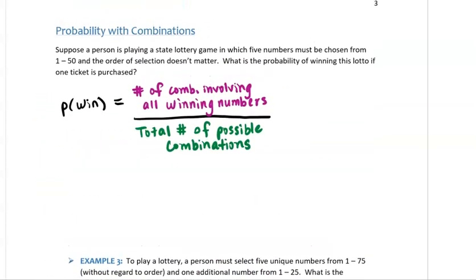Suppose a person is playing a state lottery game in which 5 numbers must be chosen from 1 to 50 and the order of selection doesn't matter. What is the probability of winning this lotto if one ticket is purchased?